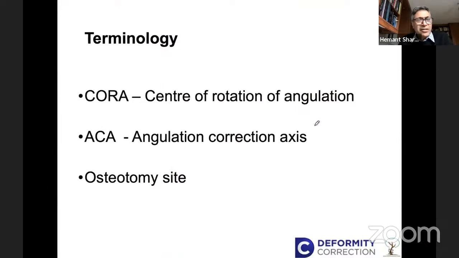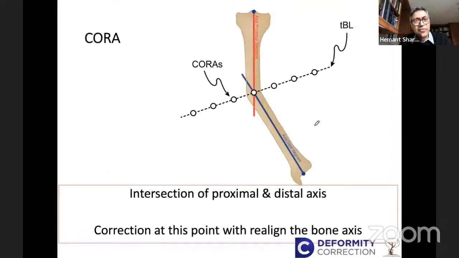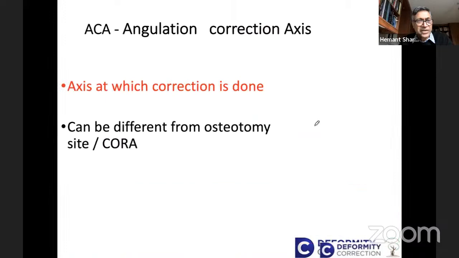Now, in terms of terminology, there are a number of things, but I'll concentrate on three. One is CORA, Center of Rotational Angulation. This is a term coined by a Japanese surgeon, and it basically means the apex of the deformity where two lines meet. The second is ACA, which is where we actually correct a deformity. So the CORA, or the apex of the deformity, is the intersection of the two axes where they meet. That's CORA. It is a geometrical point, and the surgeon has no control over it.